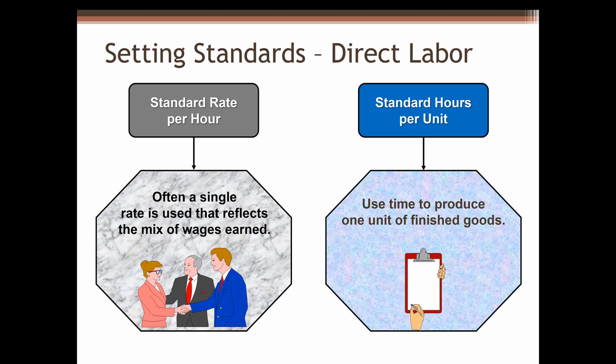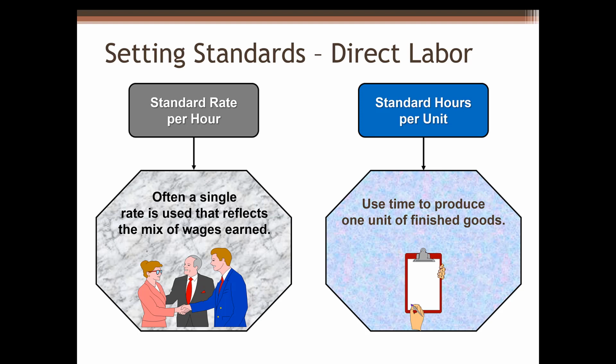Setting standards for direct labor. The standard rate per hour for direct labor includes not only wages earned, but also benefits and other labor costs. So many companies just prepare a single rate for all employees within a department, which reflects a mix of wage rates earned. The standard hours per unit reflects the labor hours required to complete one unit of a product. Standards can be determined by using available references, which estimate the time needed to produce a unit of product or perform a given task.